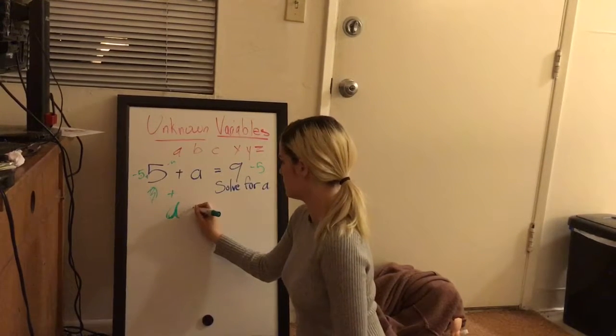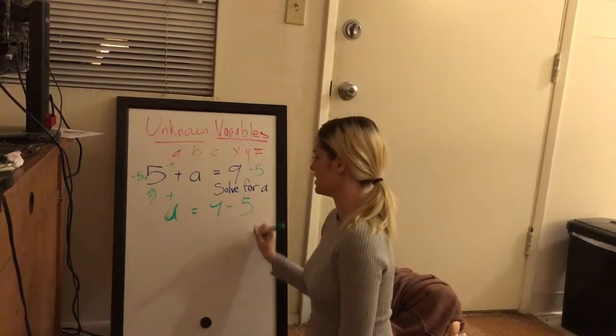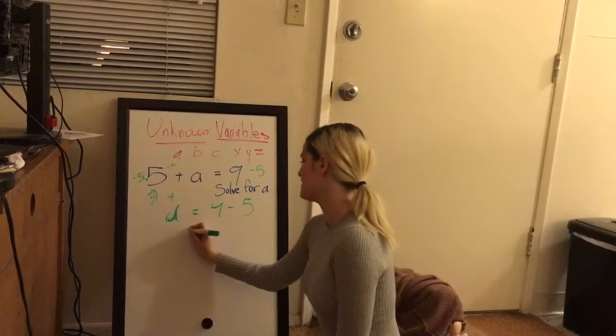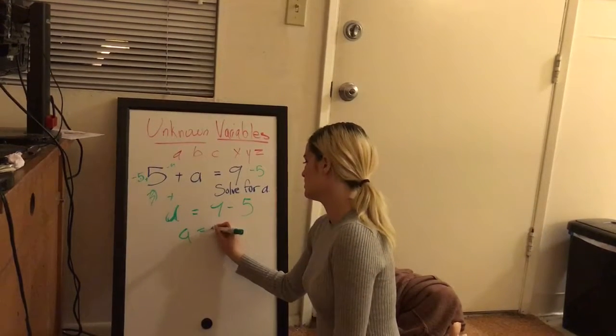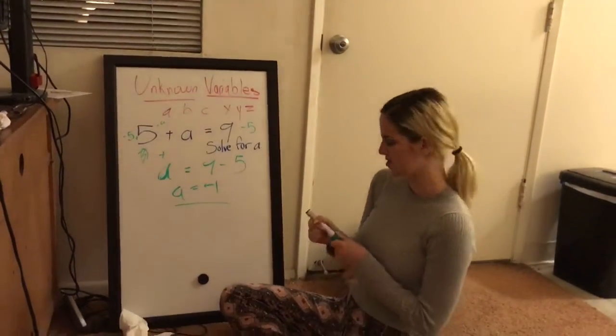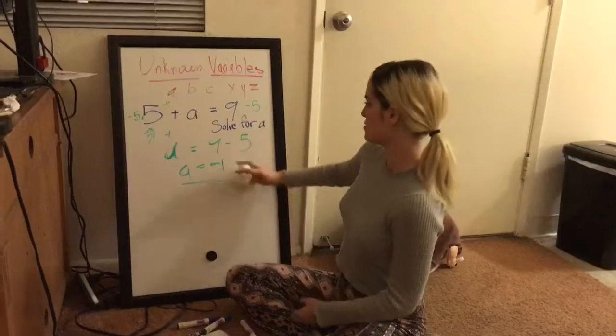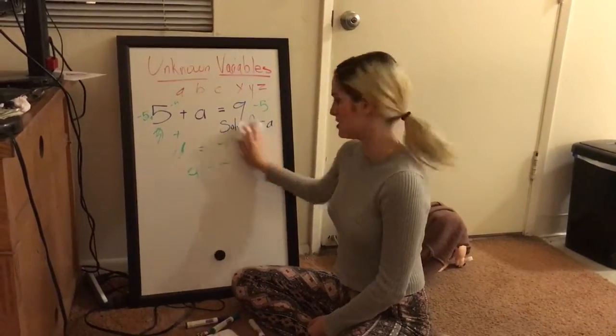A equals 9, and we have that 5 minus 5. You guys can solve that. A equals 4. And that's essentially it. We solved for A. And that's how you work with unknown variables and getting them by themselves.